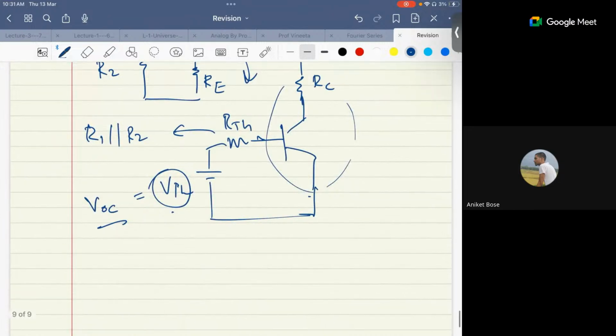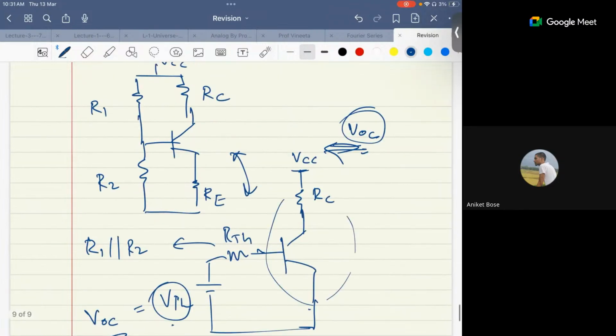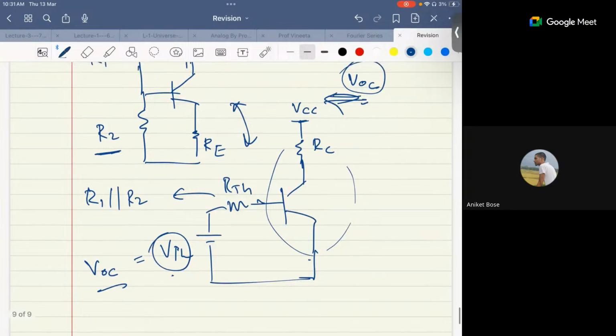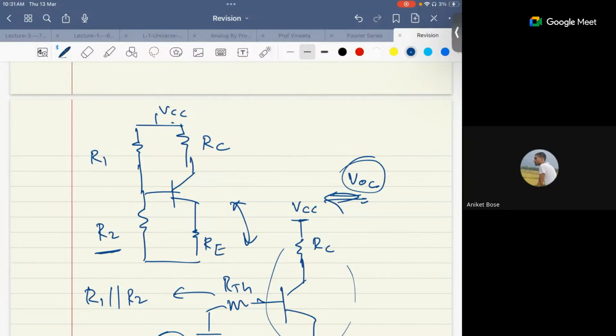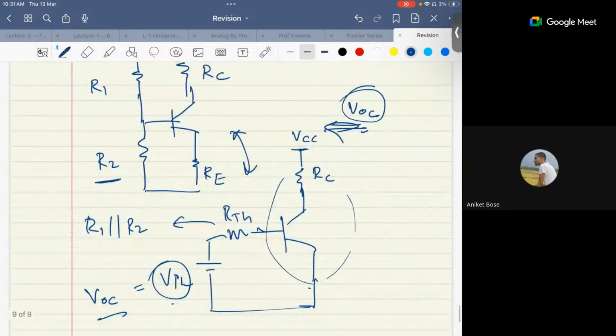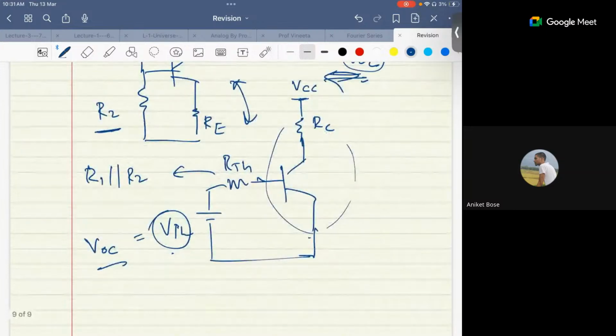See, VTH also you can calculate, right? If there is no IB, then it's just a voltage divider. VOC is the open circuit voltage, but there is no source in the original circuit, right? VCC is there, some reference voltage, right?